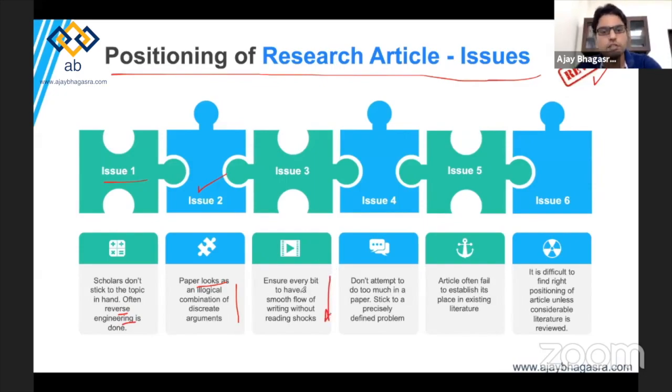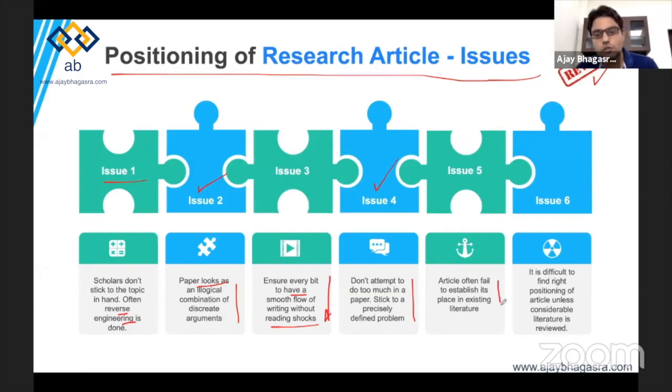Ensure every bit has a smooth flow of writing without reading shocks. You should not give shocks to your readers. Very important, don't attempt to do too much in a paper. Stick to a very precisely defined problem. If you try to touch upon too many things together, it would be a positioning issue. You are not making a compact research. You are not addressing a compact research question. You are actually addressing too much.